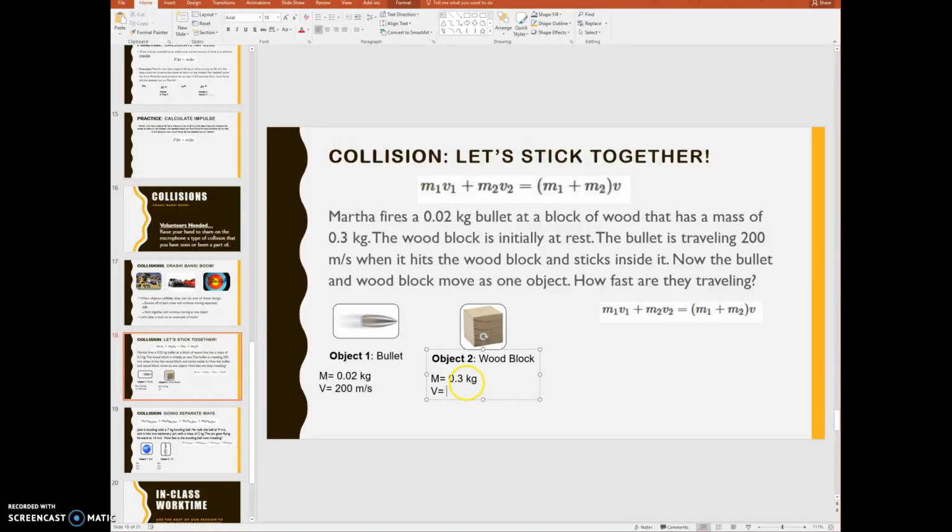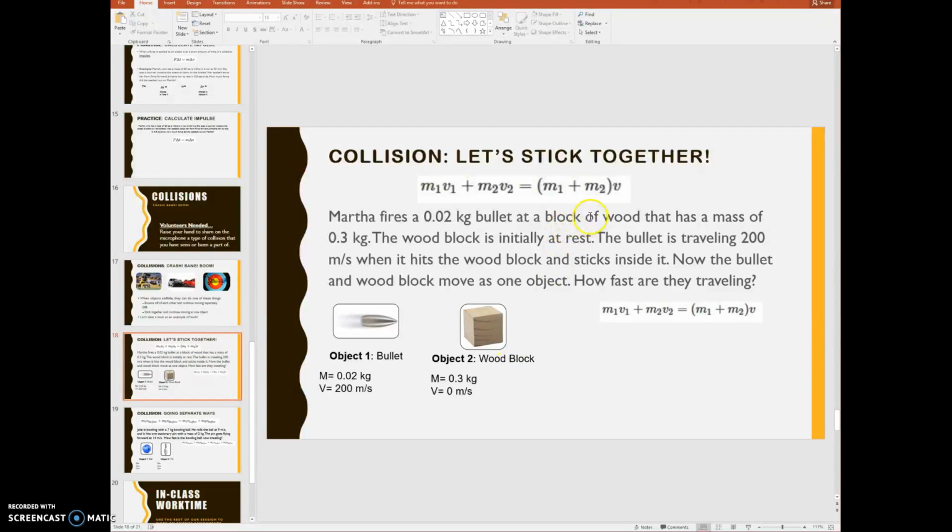And the velocity of our wood block is not spelled out with a number. But if I read carefully about the wood block, we know its mass, and it says the wood block is initially at rest. That means it's sitting there like a target. It's not moving at all. If an object is at rest, we consider it to have a velocity of 0 meters per second, because if you're not moving, you are covering 0 meters every second. In this case, the velocity of the block would be 0 because it's at rest.